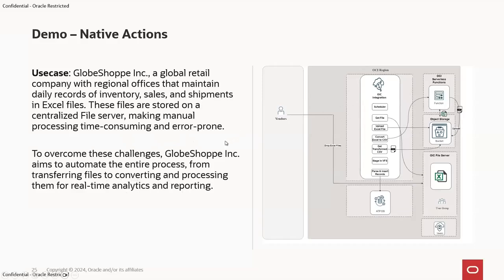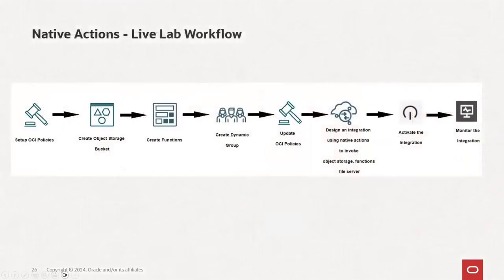So you can go ahead. Let's go through the demo as well. Actually, I'll explain there in detail. What we are exactly doing as part of this live lab is, we need to create OCI policies, create an object storage bucket, create the function, create a dynamic group and update the policies. And then once you are done with the OCI related stuff, you can go ahead and design your integration using native actions to invoke object storage, functions, and file servers, and activate the integration and monitor the integration.